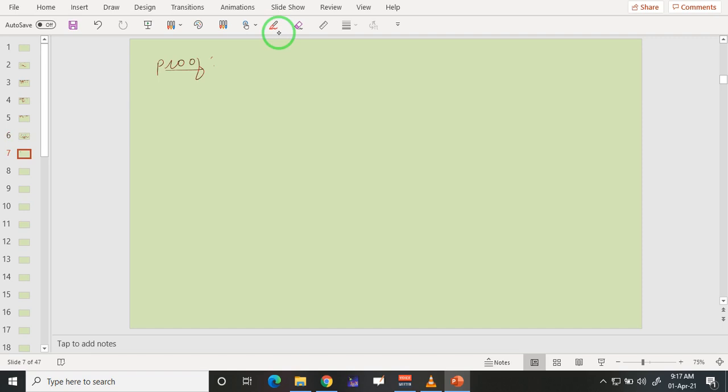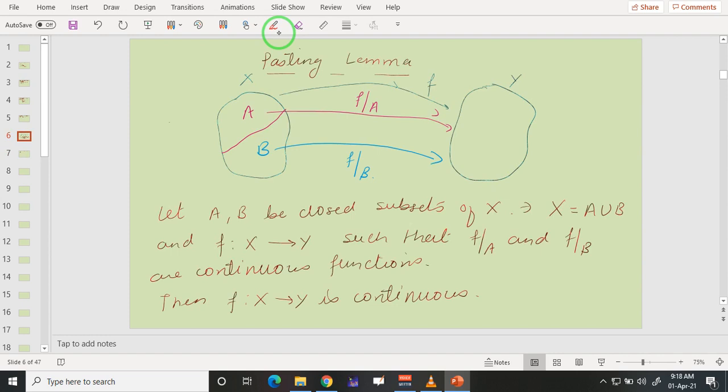So to prove this, let us take a closed set in Y. Let C, a subset of Y, be closed in Y. We need to show that the inverse image of this C is closed in X. This is what we have to show now. The hypothesis is that f restricted to A and f restricted to B are both continuous functions. So f restricted to A is continuous and C is closed, which means the inverse image of this closed set under f restricted to A will be closed in A, and the inverse image of C under f restricted to B will be closed in B, because both are continuous functions. So let us put that.